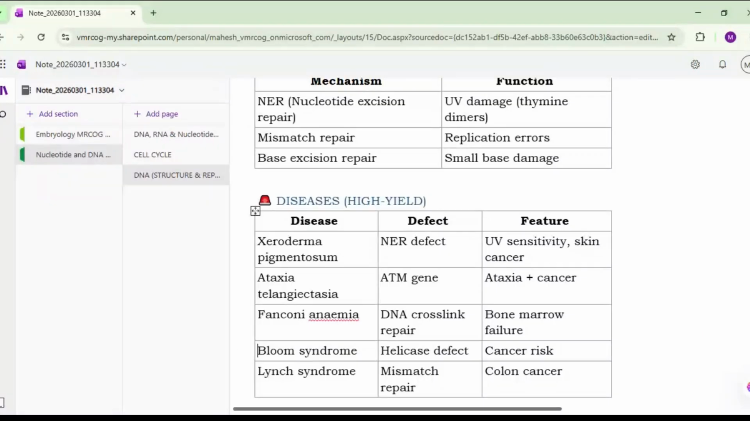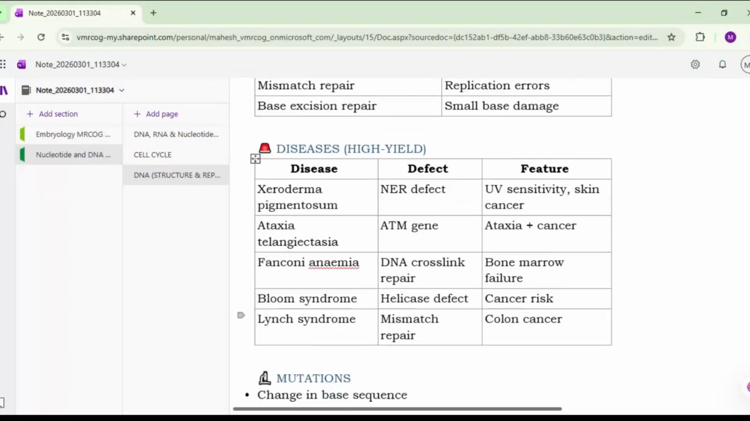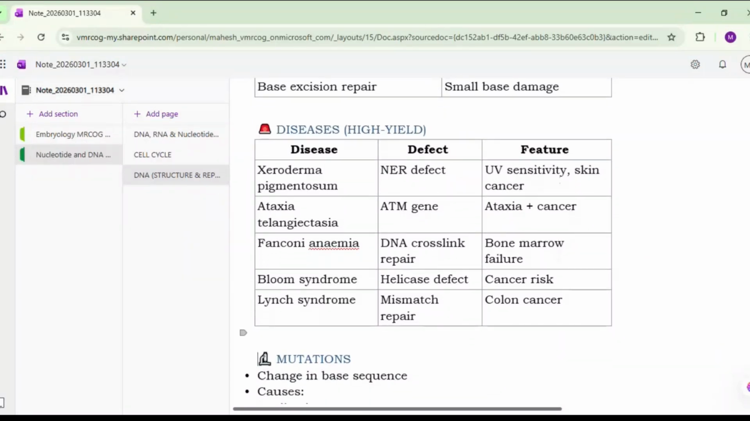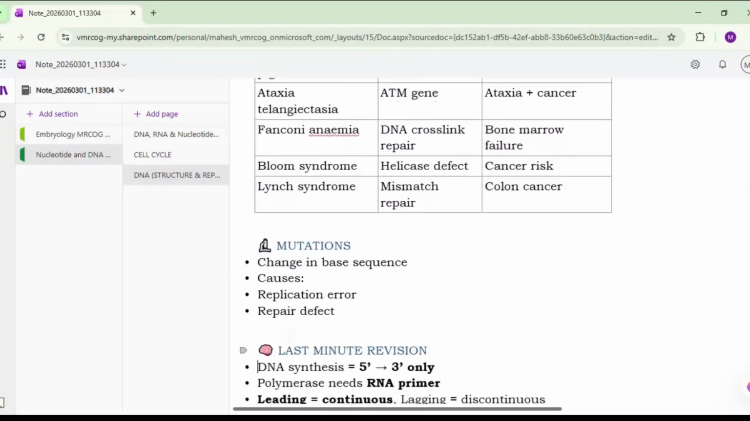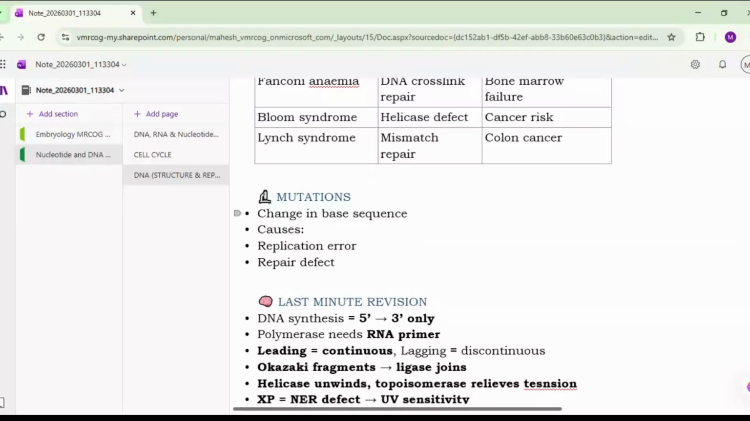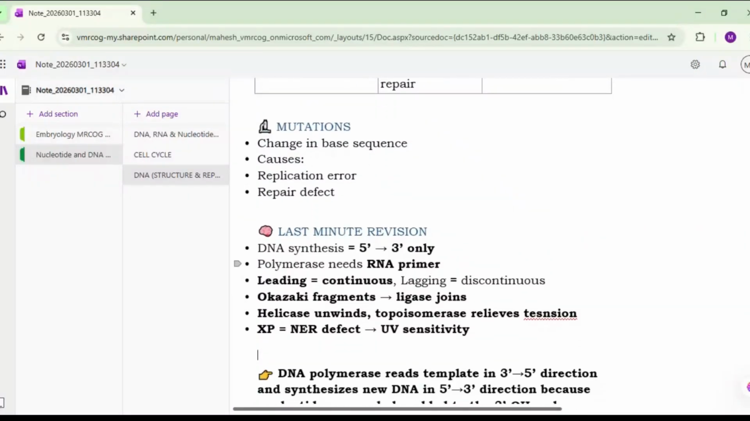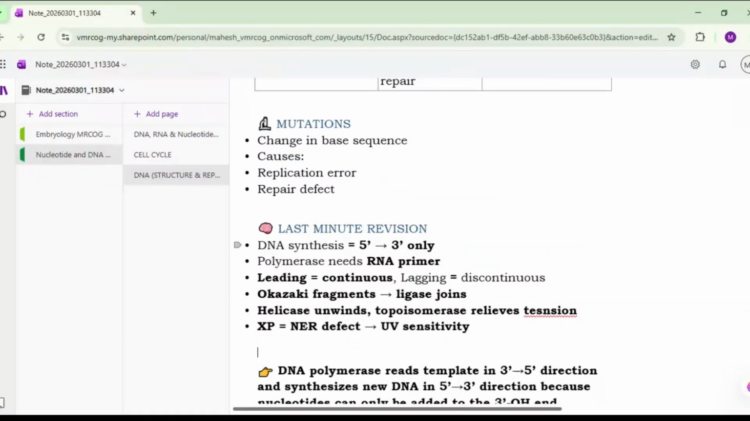In Bloom syndrome, helicase is defective. Cancer risk is there. In Lynch syndrome, which we see in gynec, a mismatch repair gene is defective, and it leads to the colon cancer, even corpus cancer also. So mutation is a change in the base sequence, and cause may be replication error or repair defect. Okay, so just to revise, DNA synthesis happens in the 5' to 3' direction only. Polymerase needs a primer. Leading is a continuous, while lagging strand is a discontinuous synthesis.